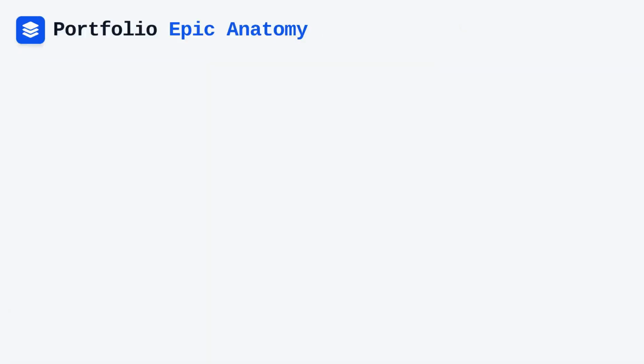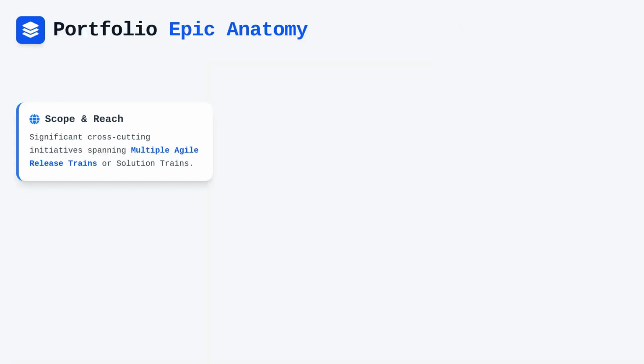A portfolio epic is a significant initiative that is typically cross-cutting, spanning multiple Agile Release Trains or even solution trains. Because these initiatives require substantial investment and time, they demand a structured anatomy to ensure clarity and accountability.